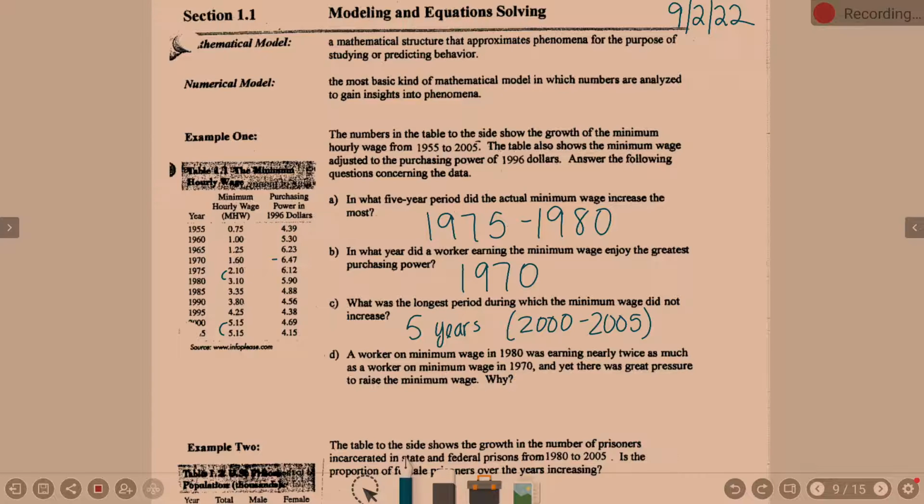Yeah. In 1980, the purchasing power is only 590. So even though you're making more, your money's not going as far. That's kind of the way I think of it.